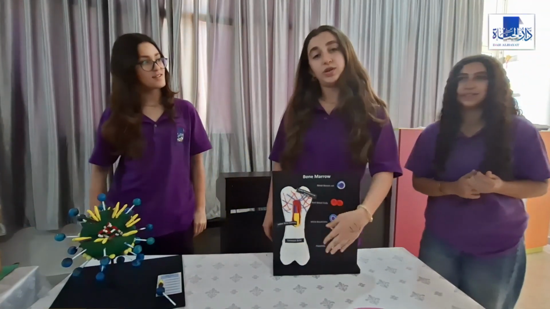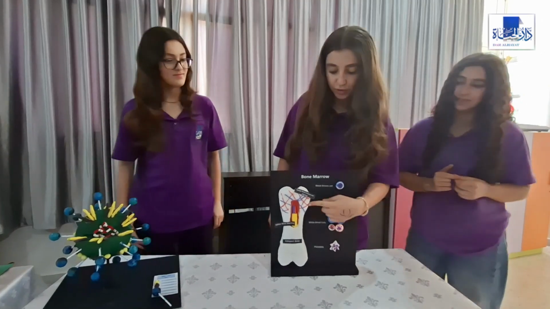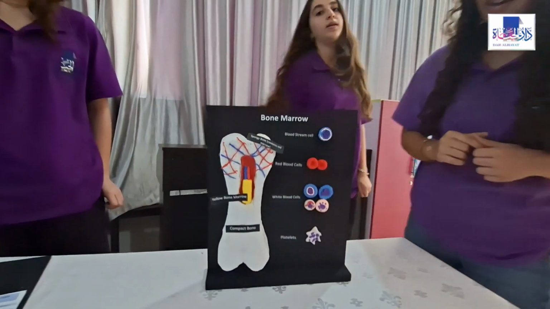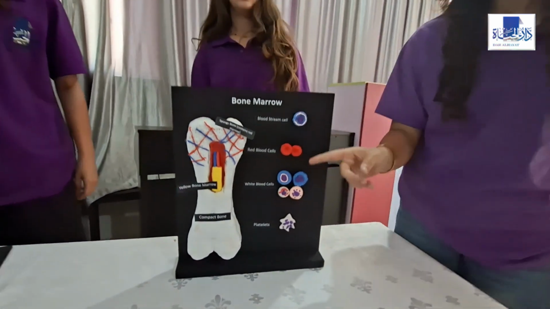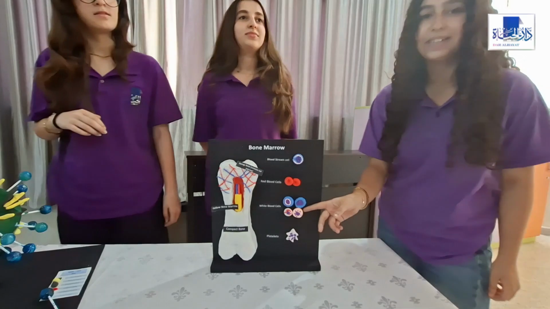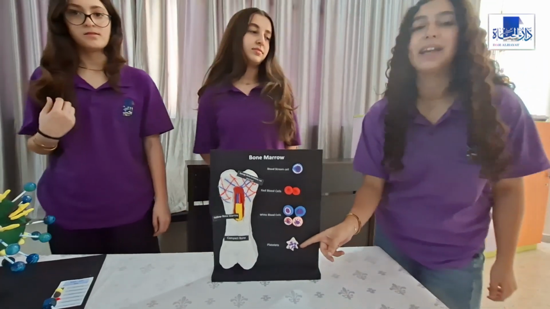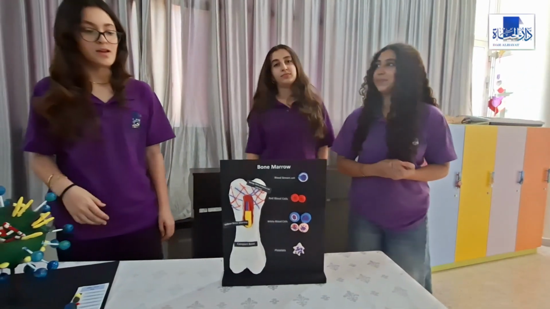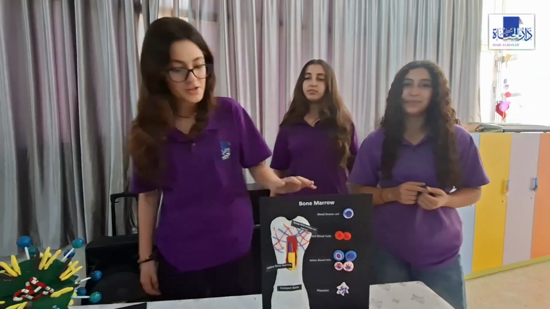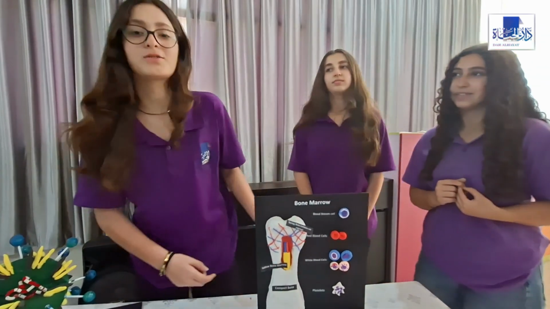This is a 3D model of the bone marrow. This is the spongy bone that contains red bone marrow. The red bone marrow produces blood cells, like red blood cells that carry oxygen, white blood cells that fight infections, and platelets that help in blood clotting. There is also the compact bone that is hard on the outer layer. There is also the yellow bone marrow that stores fats.